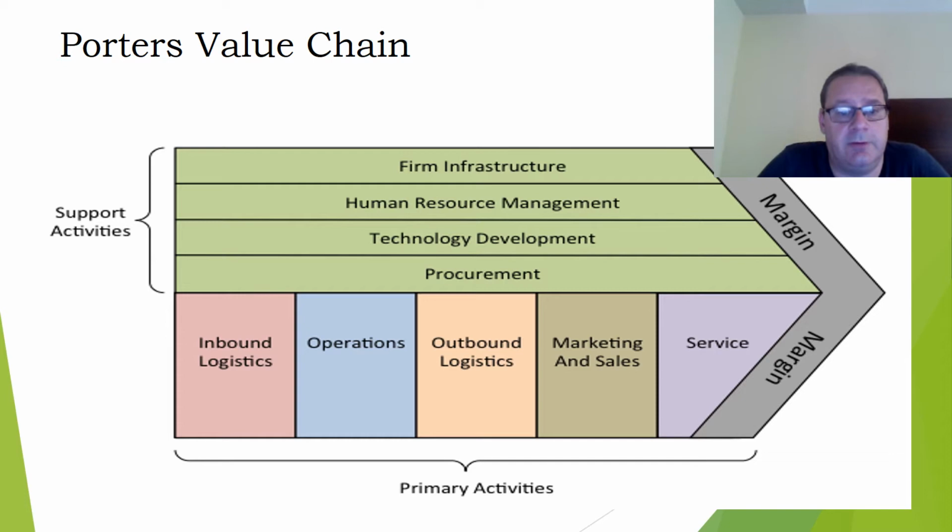Now, your primary activities, and if you look at this picture, those of you who sat the exam in June 2015, they actually gave you the picture. Porter identifies that there are 5 main activities that we undertake, and these are these coloured boxes at the bottom. So, inbound logistics, operations, outbound logistics, marketing and sales, and service. So we've got these 5 different boxes here.